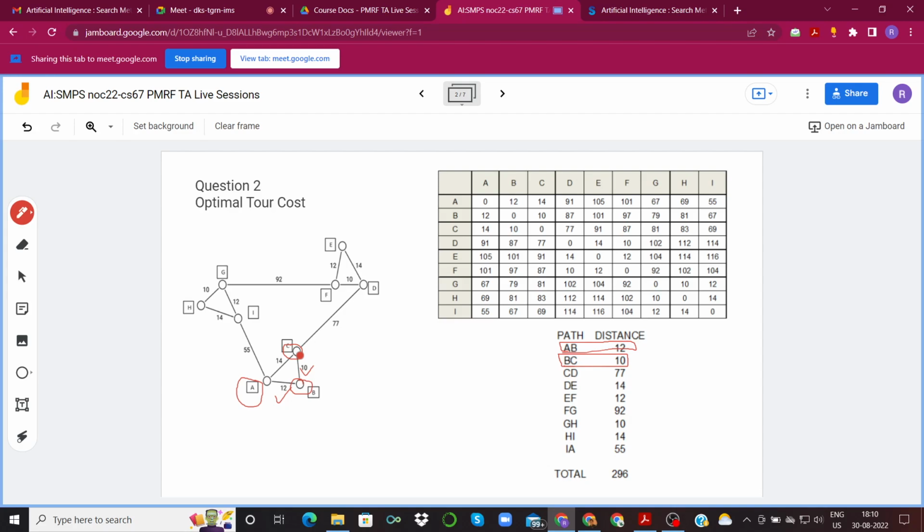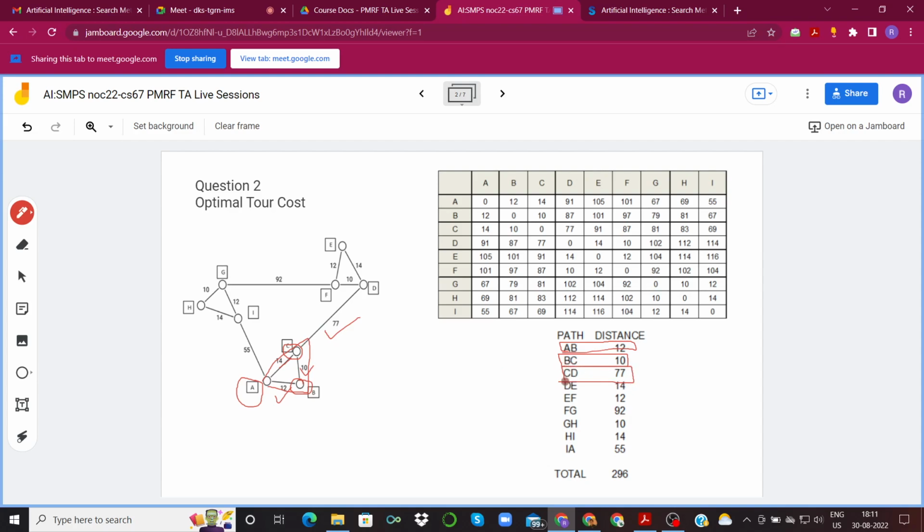Now D, because is it going back? 14. Okay, but if we take 14, won't that cause a cycle back to A? Exactly. If we take this 14 edge, that would cause a cycle like this, right? And we want to avoid that. So in this case, we have only one option. When we are at C, we have to consider this 77 edge, CD.